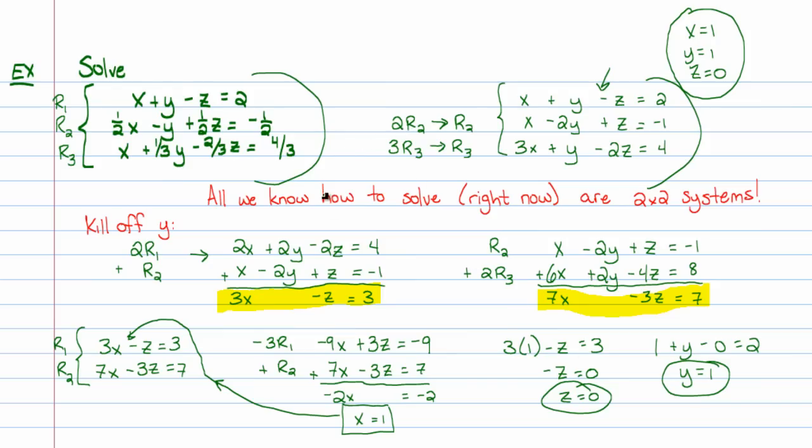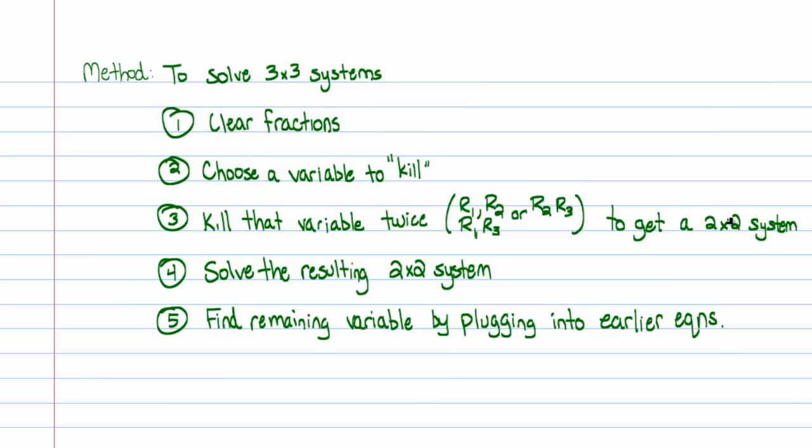So that would be, let me just hop back to my previous example. That would be this step right here where I chose rows 1 and 2 and then rows 2 and 3 to kill off y. And when I did that, I ended up with 2 equations involving only x and z. And that's what this says right here, to get a 2x2 system. Now, solving the 2x2 system is old hat. We should be pretty good with that.